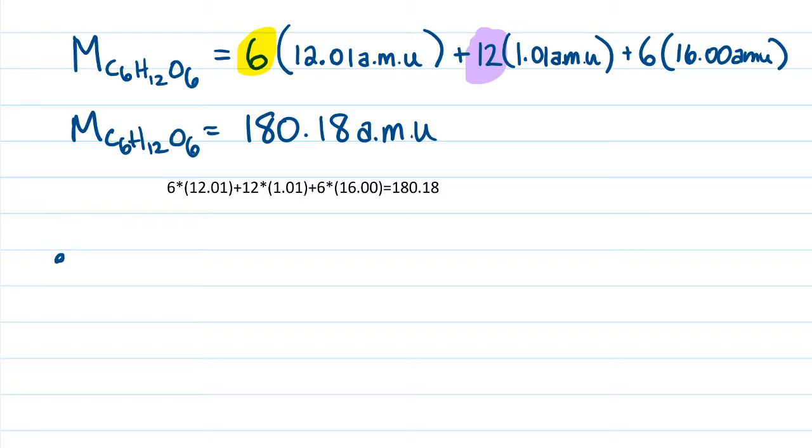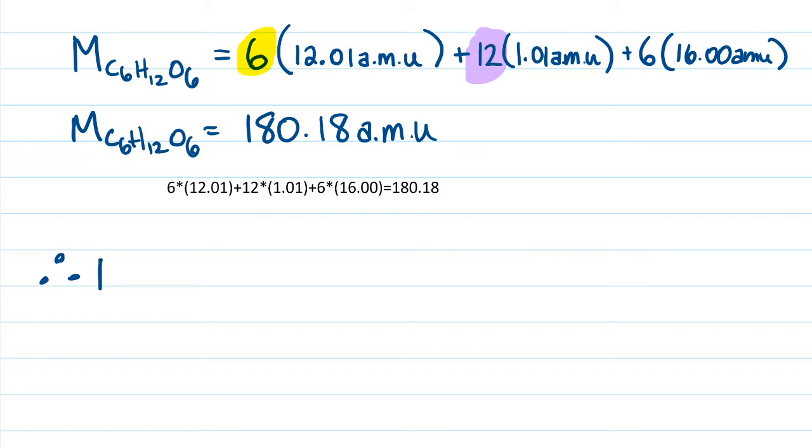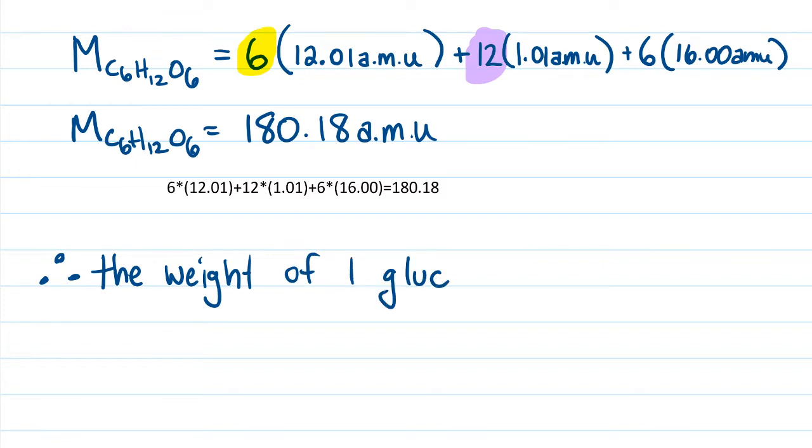And so what we can say then is that the periodic table tells us that since each carbon weighs 12 atomic mass units, and we have 6 of them, since each hydrogen weighs 1 atomic mass unit, and we have 12 of them, and then since each oxygen weighs 16, and we have 6 of them, when you put them all together to make a sugar, that should be heavy. It should be 180.18 atomic mass units. All right, so the molar mass, the molecular weight, so the weight of one glucose molecule is 180.18 atomic mass units.